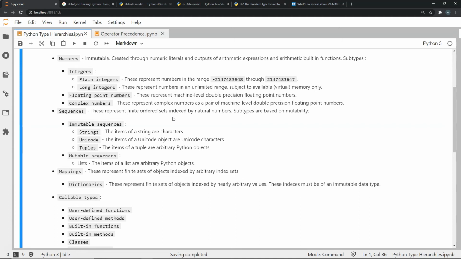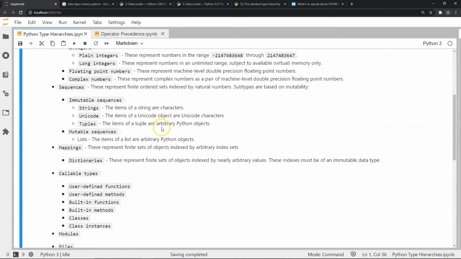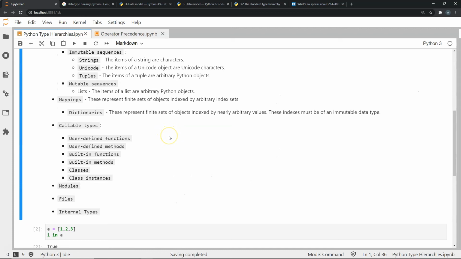Dictionaries represent finite sets of objects indexed by nearly arbitrary values. The only condition is that these indexes must be of an immutable data type. So what I have mentioned until now are probably the most common data types that we have encountered.